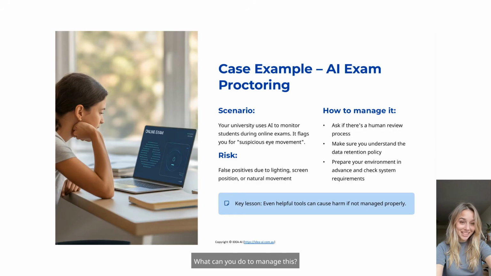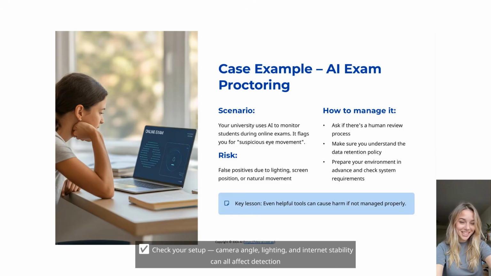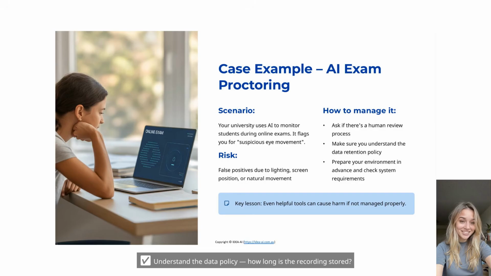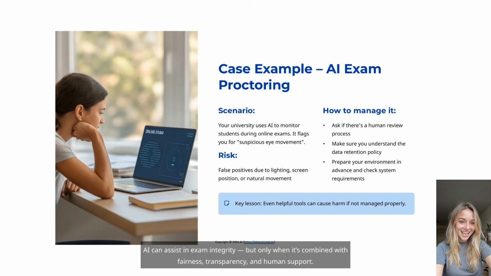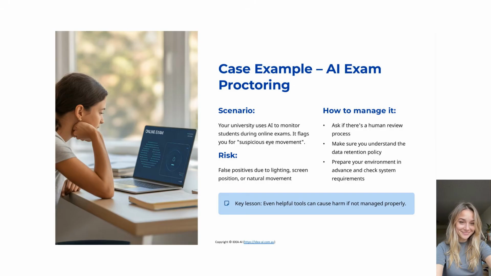What can you do to manage this? Ask if there's a human review process before results are finalized. Check your setup. Camera angle, lighting, and internet stability can all affect detection. Understand the data policy. How long is the recording stored? Who has access to it? AI can assist in exam integrity, but only when it's combined with fairness, transparency, and human support.